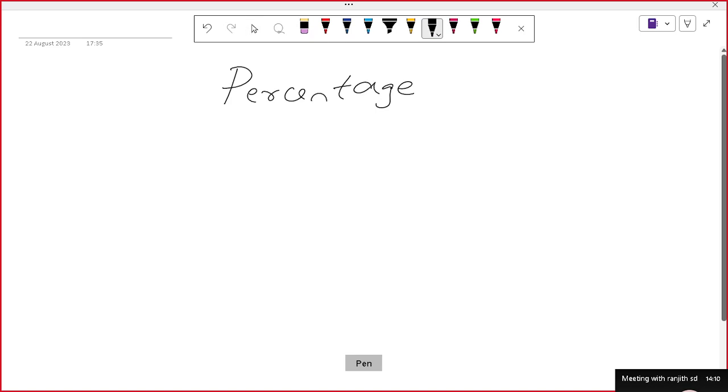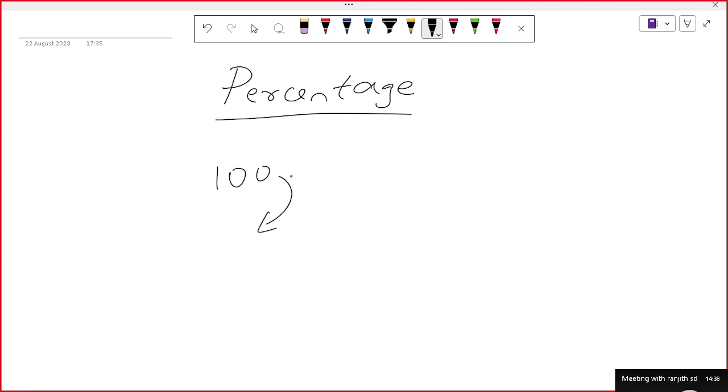Put the heading as percentage, please. Well understood? Percentage. Can anyone explain what you mean by percentage? For every 100, what do we do? Each 100 will go down. Where down, Mariana? What do you mean by down? The denominator. Good. 100 should go to the denominator.